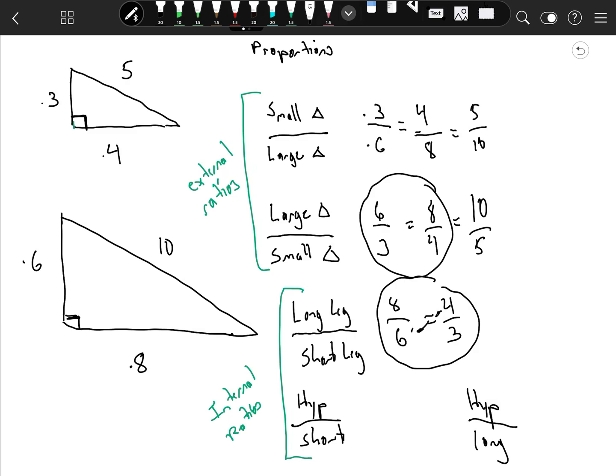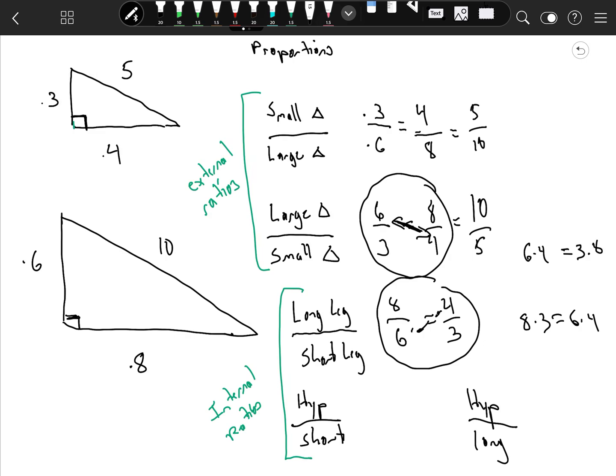Now, if we were to cross multiply in either of these, we'd get 6 times 4 equals 3 times 8. And this one would get 8 times 3 equals 6 times 4. So the same exact things. So that's why this internal ratio can work, because really we're just switching these two right there. We're switching those two, and that doesn't make a difference with cross multiplication.